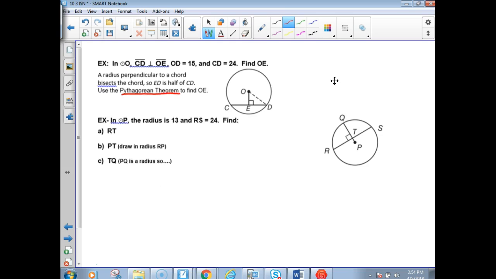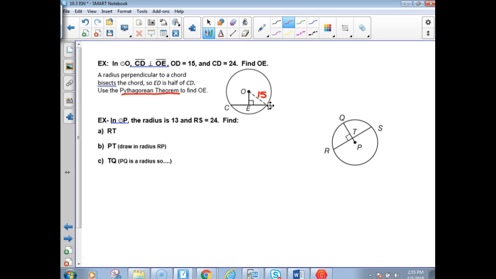Pythagorean theorem. You got a circle with center O. It says that CD and OE are perpendicular, forming a right angle. OD is 15, so I'm going to label that on my diagram. C to D is 24, and what do we know that OE does to CD? Okay, so think about that for a second. What has OE done to the segment CD? Bisected it, okay, because it's at a right angle, so it's bisected.